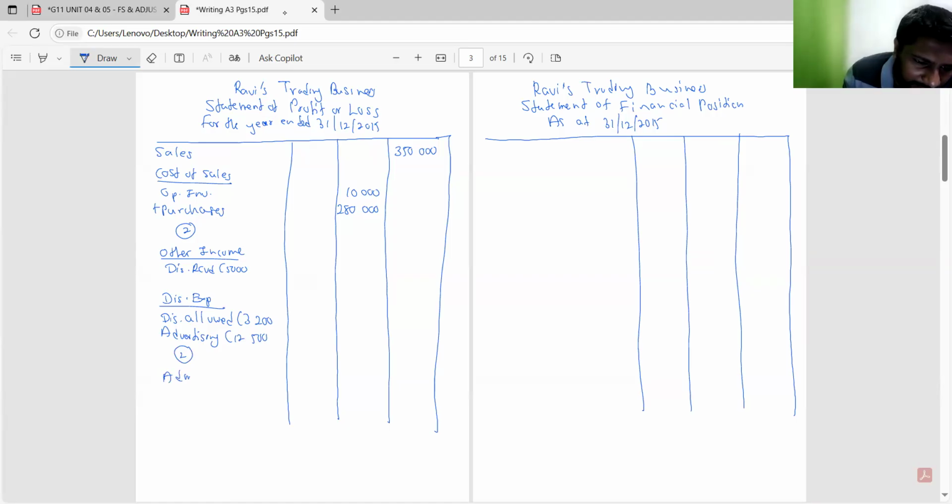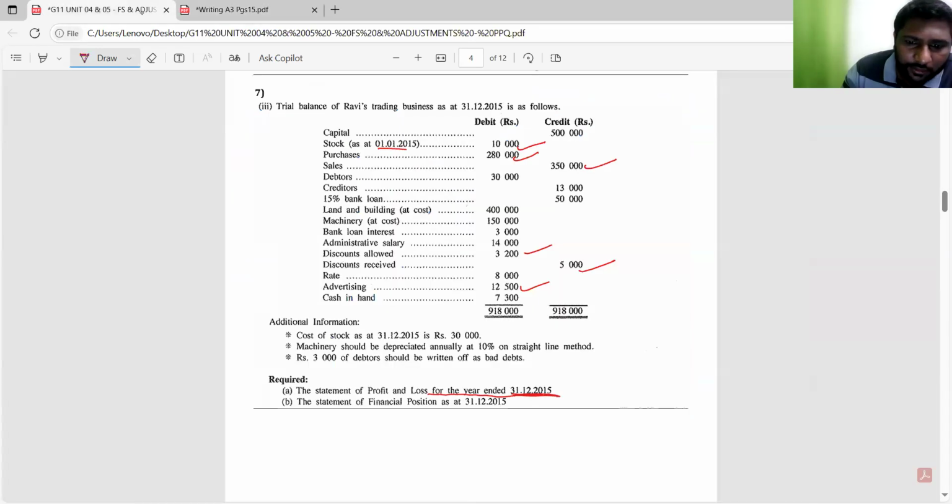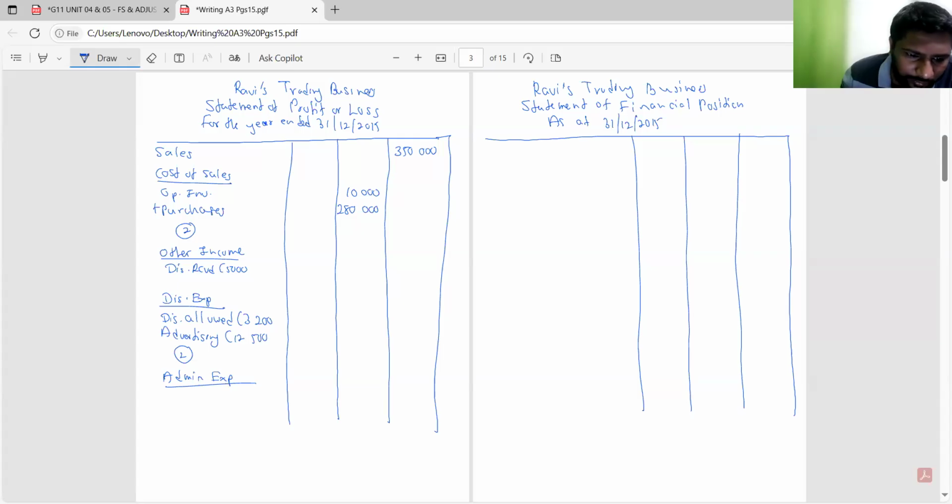Then I'll move to the admin expenses. We have administrative expense, admin salary, 14,000.